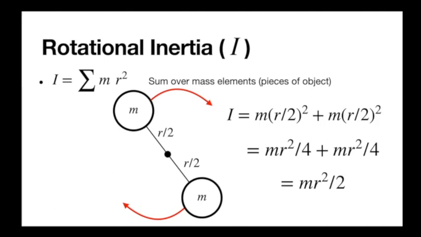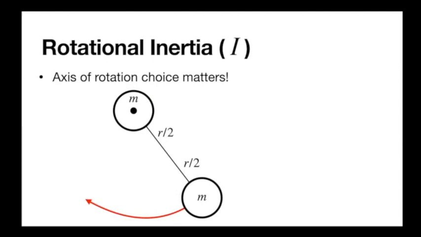What if we keep this same object? Now instead of changing the object, let's just change the point that we're rotating it from. Let's rotate it about one end point instead of the center. Now we still have two mass elements, but one of them has a distance from that axis of rotation of 0. Right? That mass is exactly at that point, and so it doesn't have any contribution to the rotational inertia.